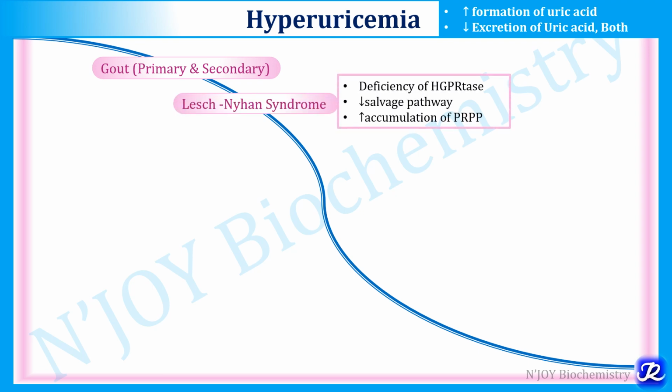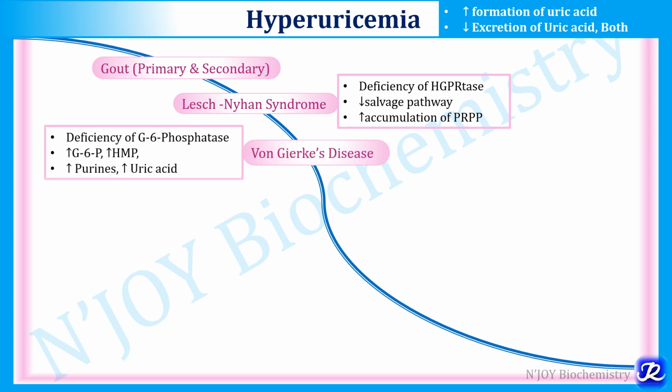Then the other condition associated with hyperuricemia is Lesch-Nyhan syndrome. It is due to the deficiency of the enzyme HGPRTase, that is hypoxanthine guanine phosphoribosyl transferase, and this is the enzyme of the purine salvage pathway. So if this enzyme is defective, there is decreased salvage pathway and there is more accumulation of phosphoribosyl pyrophosphate. So there will be more purine production and more catabolism, leading to formation of uric acid.